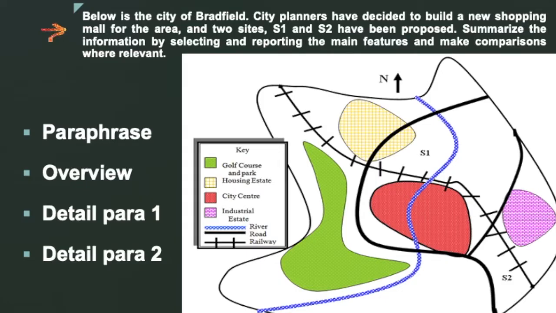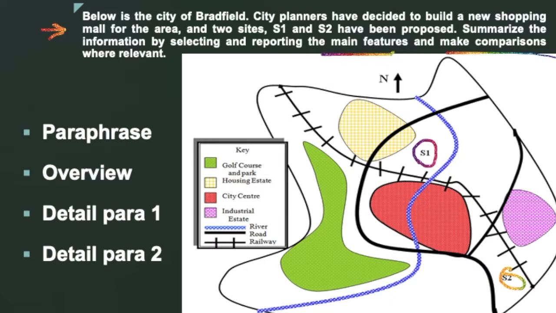Now let's take a look at a map-based question. The question is, below is the map of the city of Bradfield. City planners have decided to build a new shopping mall for the area. So this is the area and these are the two shopping sites which have been proposed by the planners, S1 and S2. So S1 and S2 have been proposed. Summarize the information by selecting and reporting the main features and make comparisons wherever relevant.